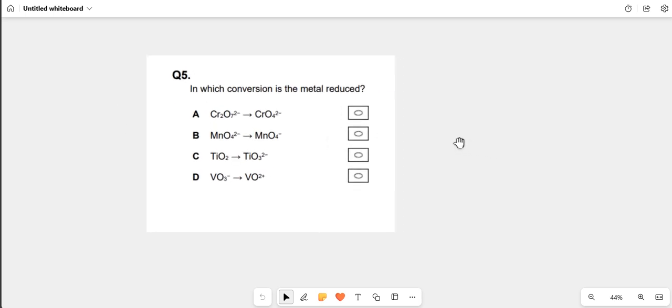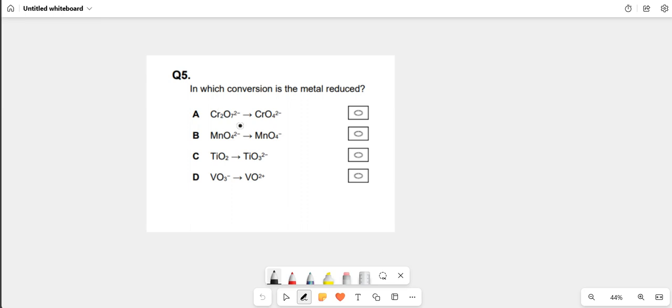In which conversion is the metal reduced? So reduced means that the oxidation number decreases. That means it was reduced, naturally. So in which situation was it reduced here? Let's just go through the oxidation states then.